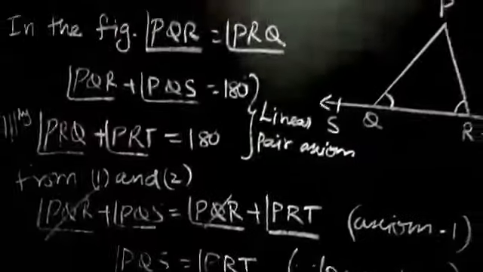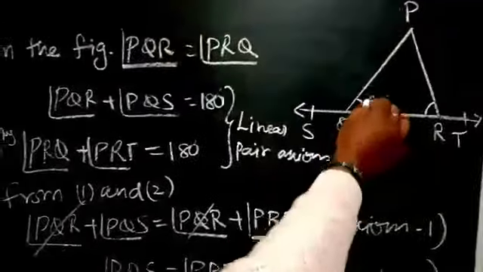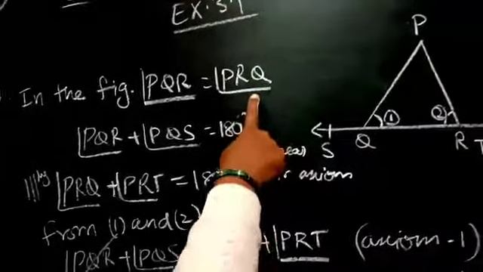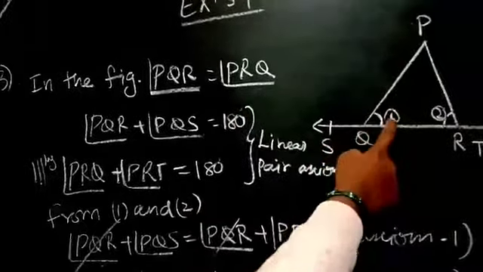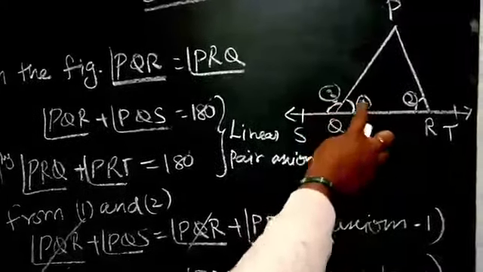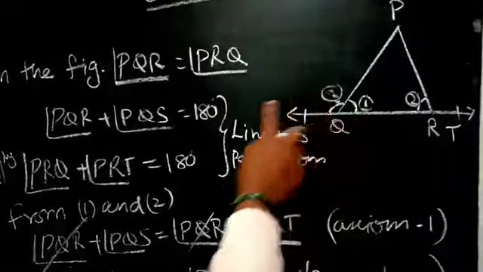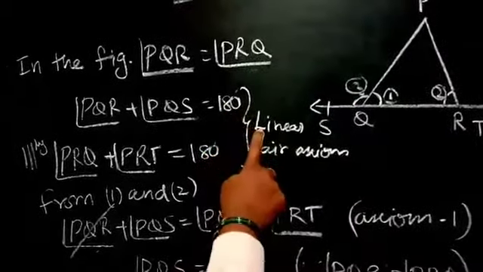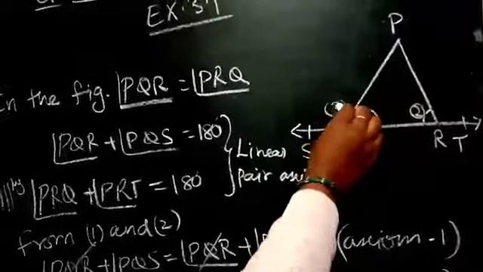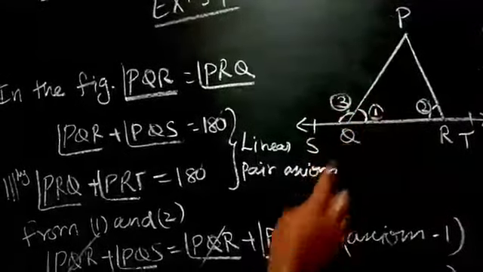So here, first angle and second angle are equal. They only gave this in this question. These two angles, that is first and third angle, I am taking. When we add both of these, we should get 180 because it is a linear pair of angles.